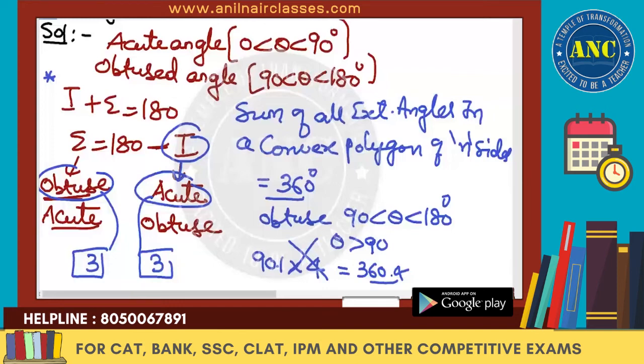So an obtuse angle means 90 less than theta less than 180, theta greater than 90. That means 90.1 times 4 is 360.4, so the count has to be less than 4 to stay within 360. So the maximum will be 3. Exterior obtuse is 3, interior acute is also 3. I hope, Priya, it is clear to you now.